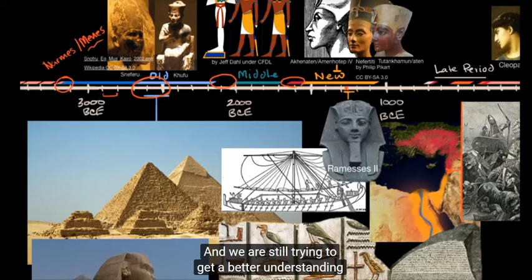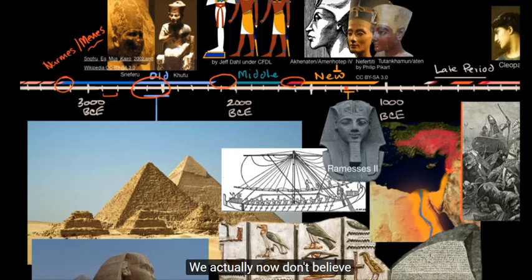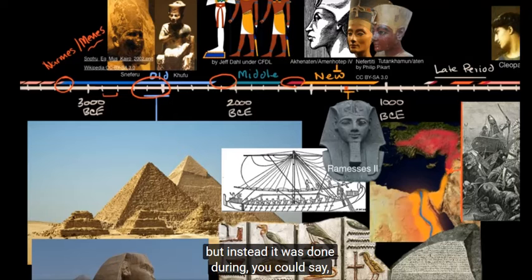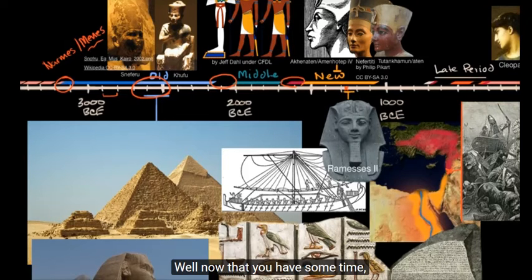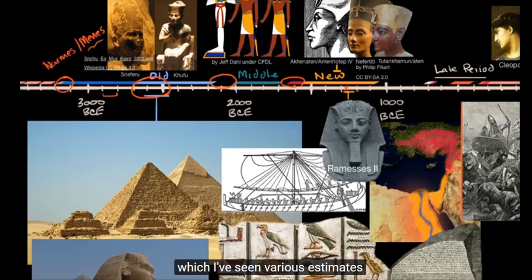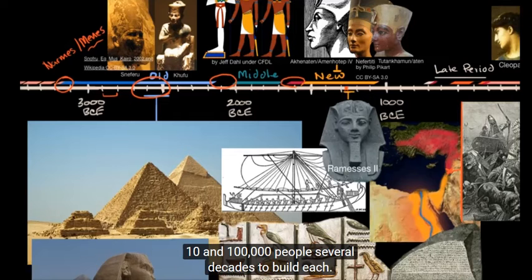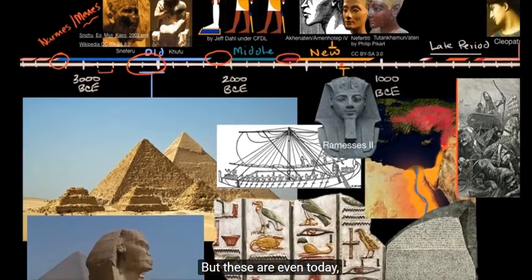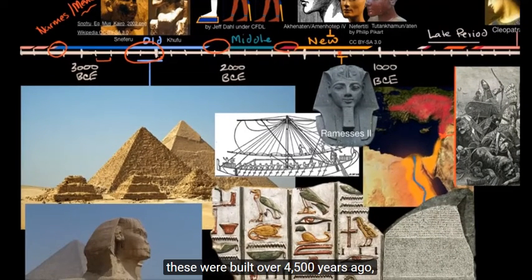And we are still trying to get a better understanding of how this was done. We actually now don't believe that it was done by slave labor, but instead it was done during, you could say, the off-season by the peasants as a form of taxation. Okay, you're done planting or harvesting your crops. Well, now that you have some time, and this shows actually the importance of agriculture for freeing people up, so to speak, why don't you help the pharaohs build these massive tombs, which I've seen various estimates might have taken someplace between 10 and 100,000 people several decades to build each. But these were built over 4,500 years ago, and are some of the most iconic symbols that humanity has ever created.